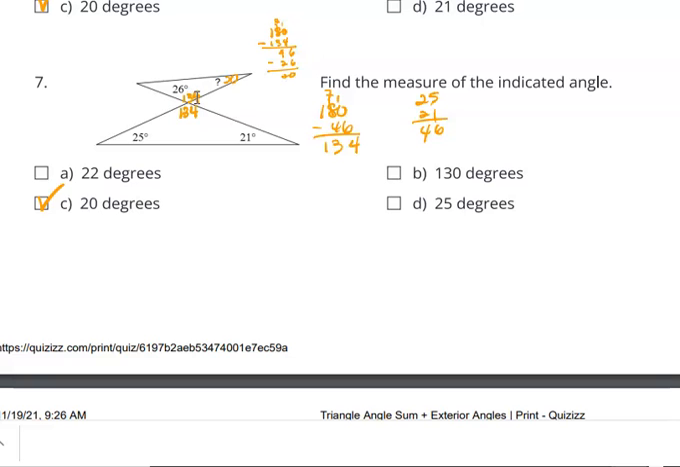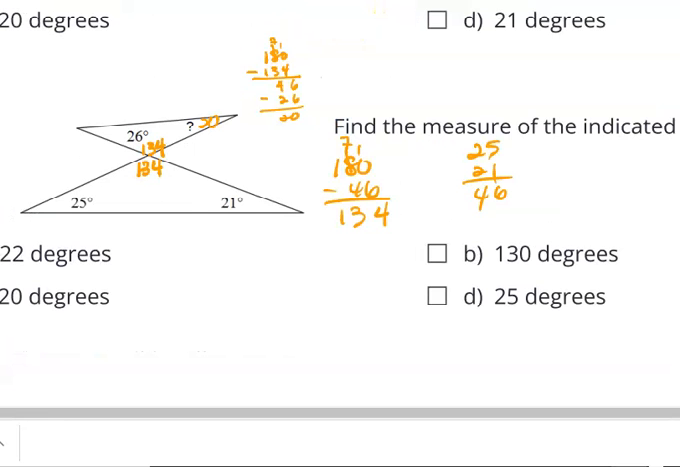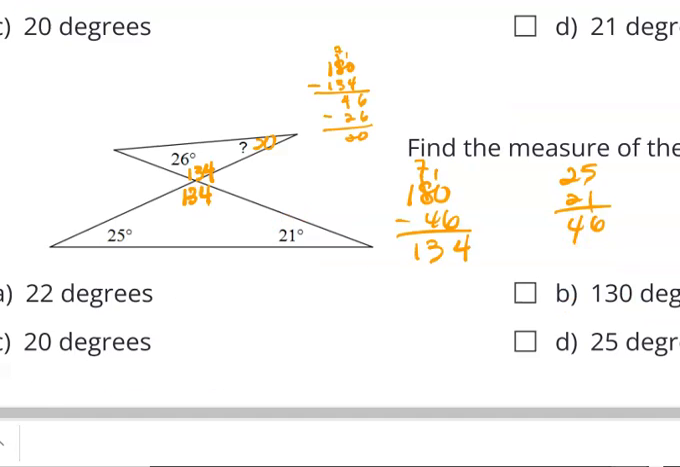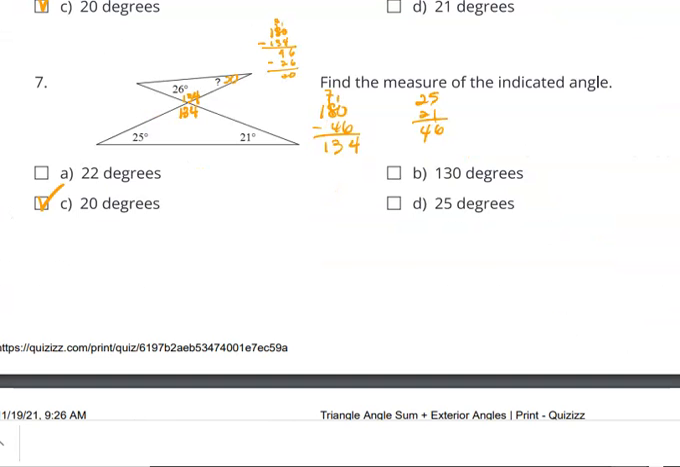So now I have 134 and 26. So I subtracted 134 from 180, and I got 96, I believe. Let me just make this bigger. No, I got 46. So 180 minus 134 gave me 46. Subtract away the 26, and that gives me a remaining angle of 20. So this angle is 20. Let me make it smaller again. So that angle is 20, and that's my solution.